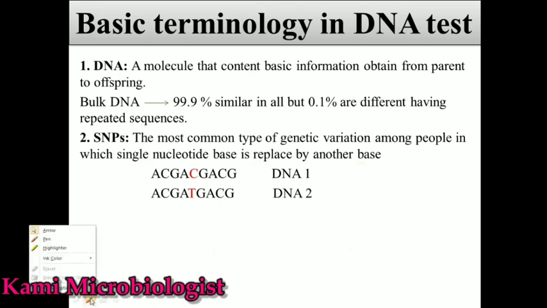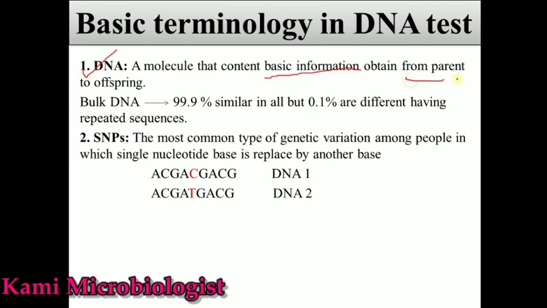Now let's talk about some basic terminology which is used in DNA fingerprinting. We have to know about this. First of all, let's talk about what DNA is. As all of you know, DNA is a molecule that is present in every cell, and this molecule contains basic information. This information is mostly passed from the parents to the offspring. So we can say it is the hereditary material that stores all the information.